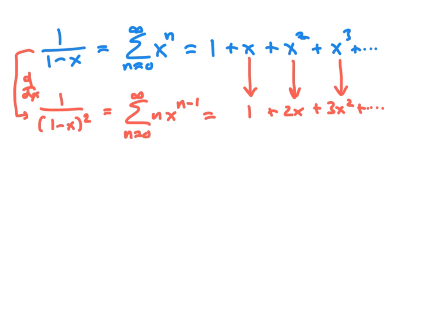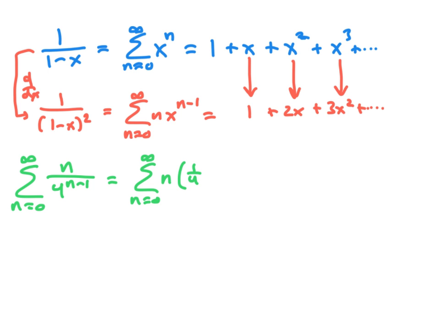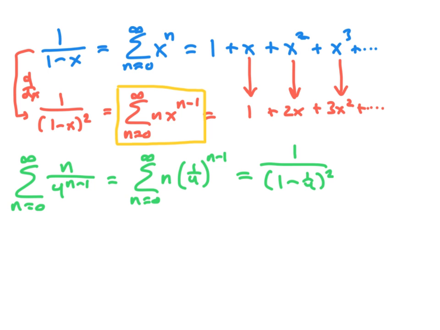The second part of our problem asked us to find the exact value of the series n equals 0 to infinity of n over 4 to the n minus 1. Notice that we can rewrite this series as the sum from n equals 0 to infinity of n times 1/4 to the n minus first power. If we compare this series with the power series representation of the function that we just derived, we notice that what we actually have here is the same series with x equaling 1/4. In particular, this is simply going to be equal to 1 over 1 minus 1/4 quantity squared.